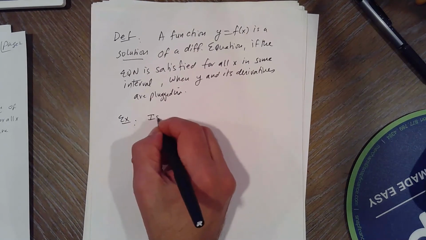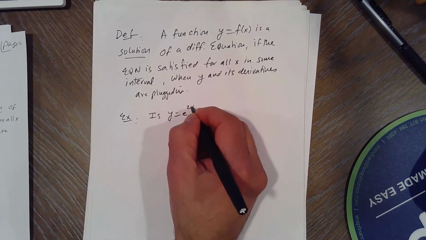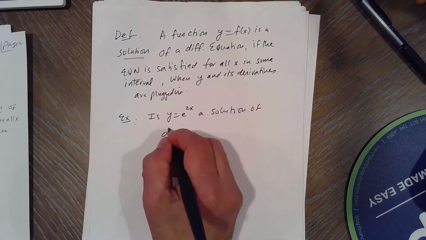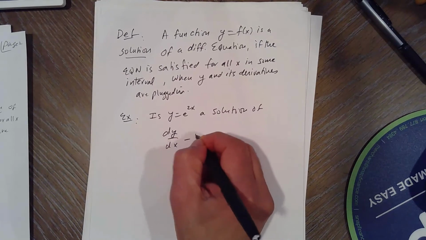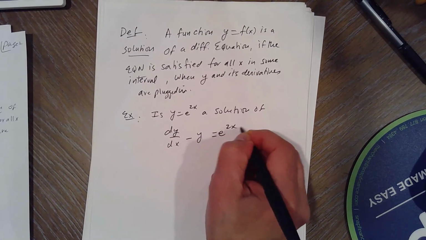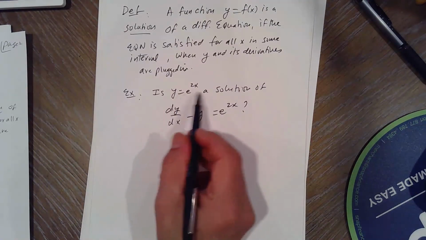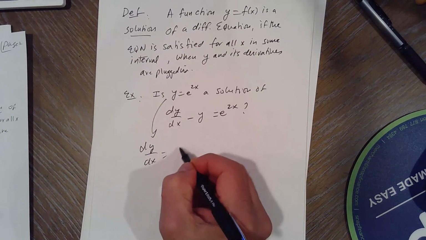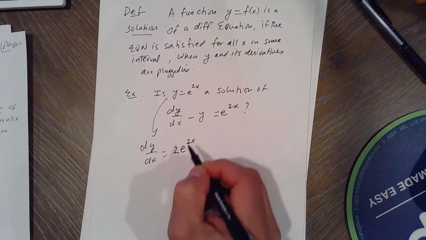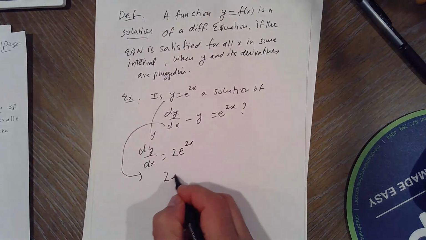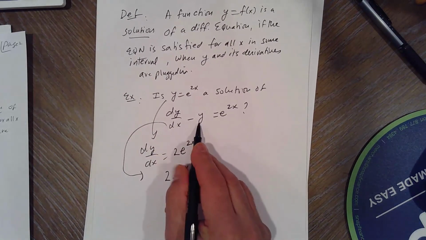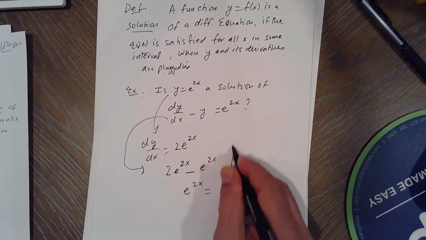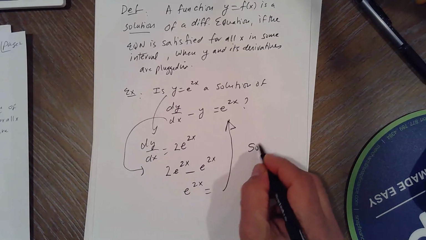So is y equals e to the 2x a solution of dy/dx minus y equals e to the 2x? Well, let's see. We have y. What's dy/dx? The derivative of e to the 2x is e to the 2x times 2. So if we put in there 2e to the 2x minus e to the 2x, that equals e to the 2x, which equals the right side. So it is a solution.